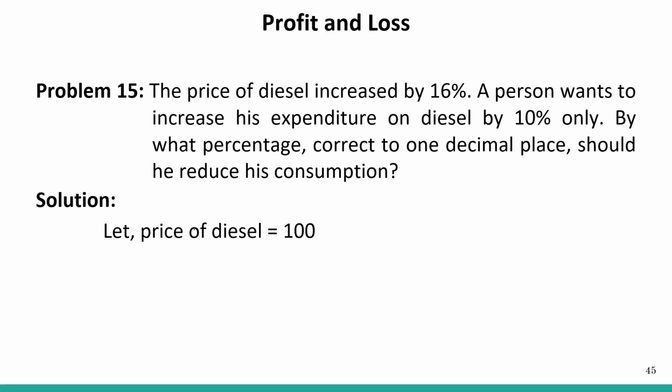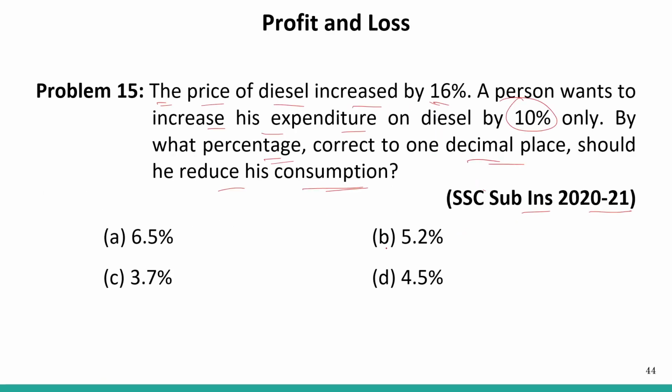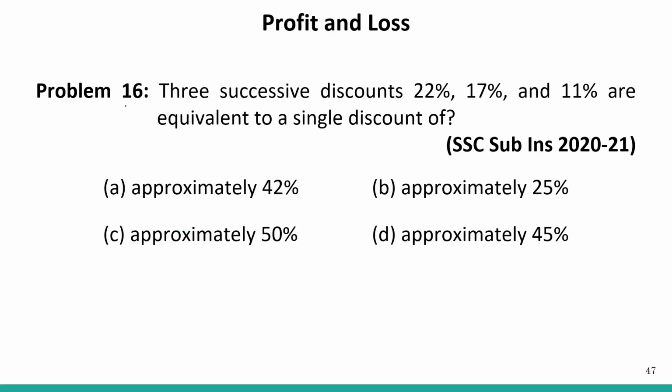Let's see. Let the price of diesel be 100. Increased by 16%, so 100 into 116 by 100 is equal to 116. The expenditure is actually increased by 10%, so 100 into 110 by 100 is equal to 110. So the reduction in consumption is 6 by 116 into 100, which is equal to 5.2 percent. So 5.2 will be the correct answer here. These are all wrong answers, D, C and A. So let's see problem number 16.